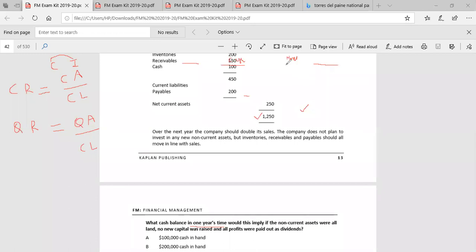Yes, Ashley? Ma'am, if we double up our inventories, receivables and payables, will it affect our net current assets? Will it get doubled or will it remain the same?